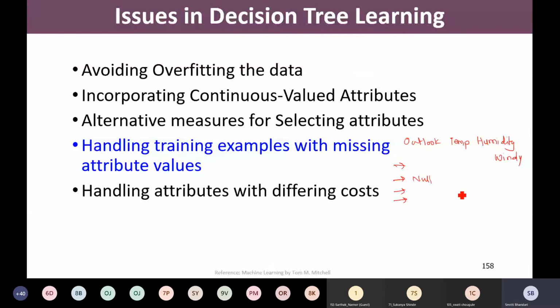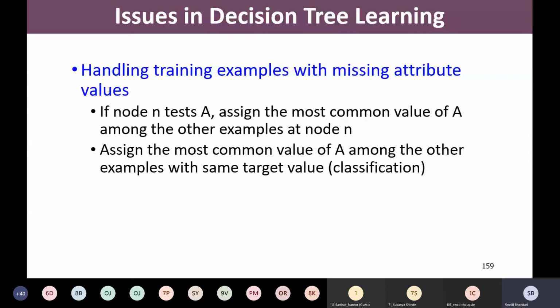Sometimes it may happen that the temperature is not known. So for that particular instance, the temperature value is the null value. So how to handle the training examples with the missing attribute values? Wherever we are having these null values, meaning these values are not known, these are the missing attribute values. And if these values are not known, then how to proceed with building the decision tree? So we need to handle such examples in our training data set. So what are the ways to handle these missing attribute values?